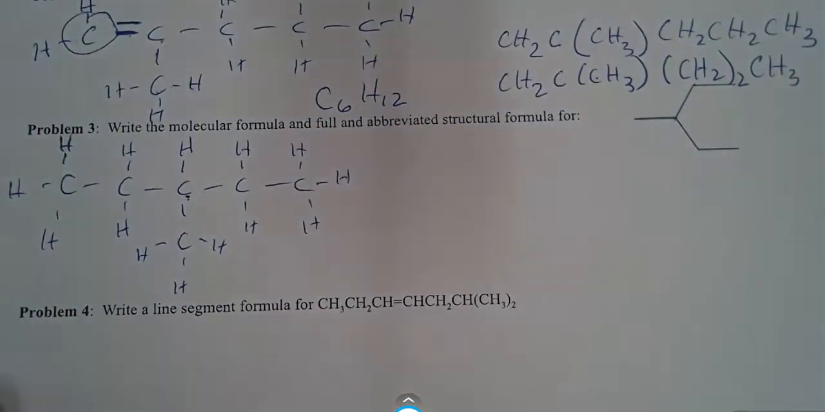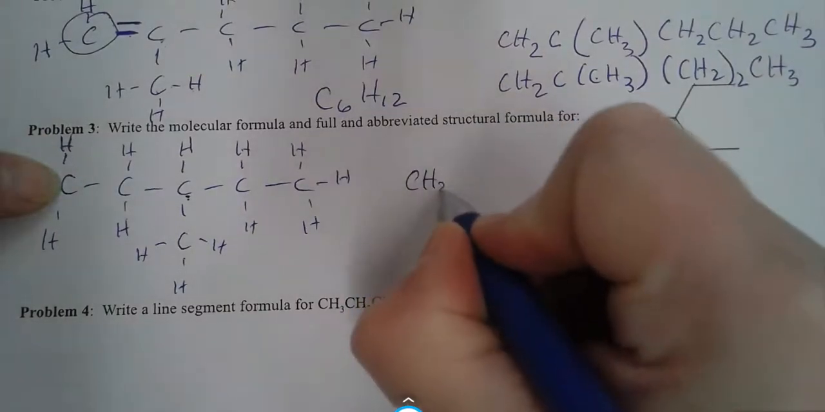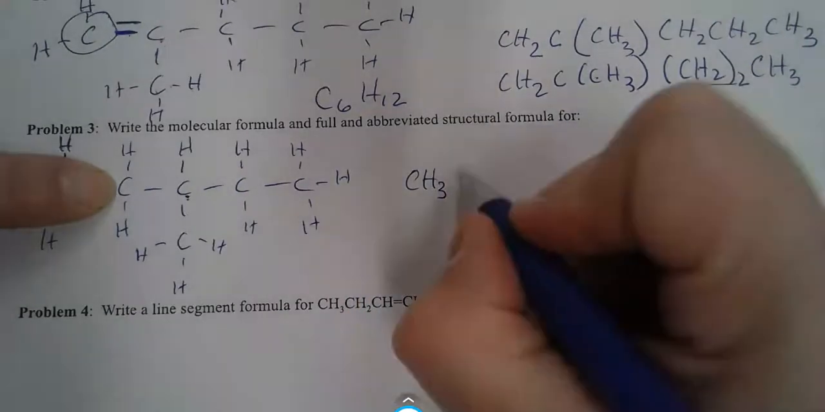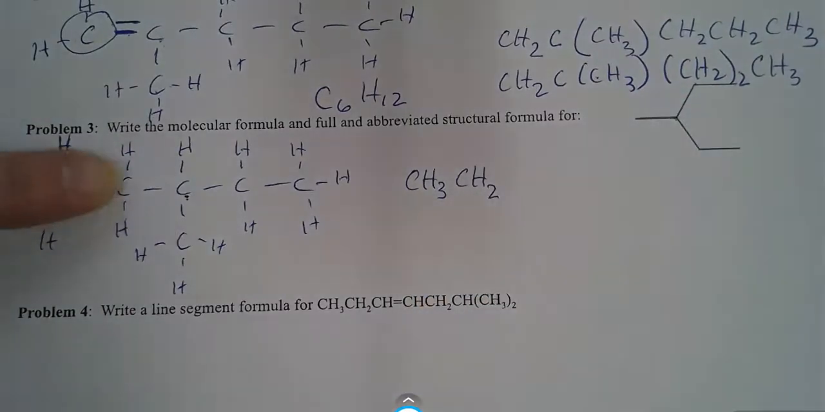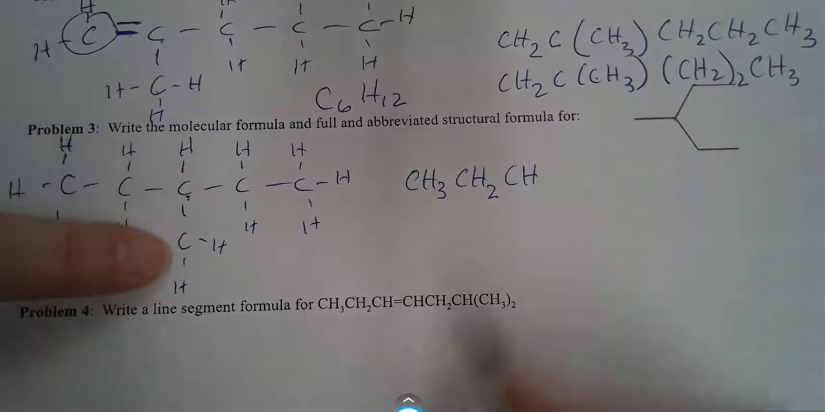Okay. So now what? All right, what about my abbreviated? So here, you see where my finger is? That is my CH3. This is my CH2. There's a CH, but what else is on this carbon? It has a branch. Oh.